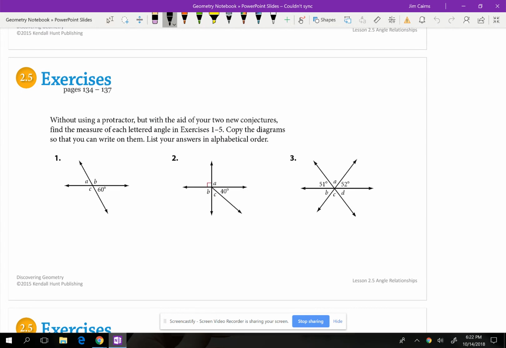Okay. So here we go. Let's see. Well, I know that C would be 120 because it's linear pair, and then this is 120 because of vertical angles, and that's 60 because of vertical angles. And then number 2, well, this whole thing is 90 because of vertical angles, making this 50. And this would be 92 because of linear pair, and that's 90 because of linear pair. That's 50. There we go.